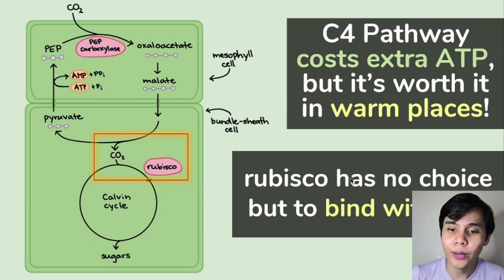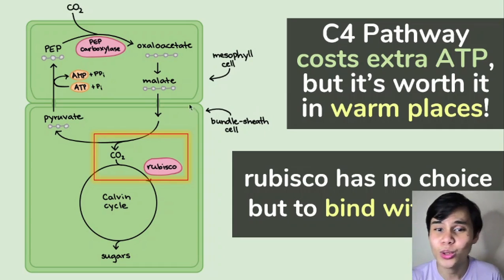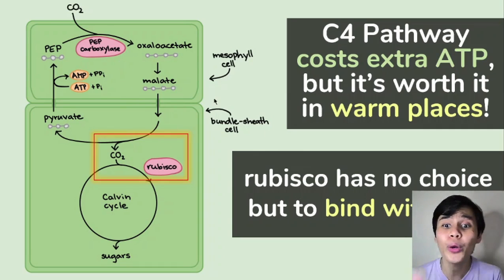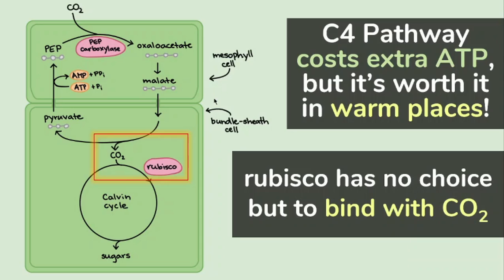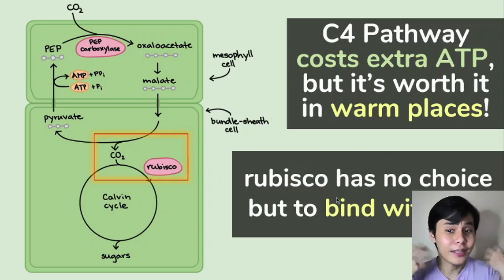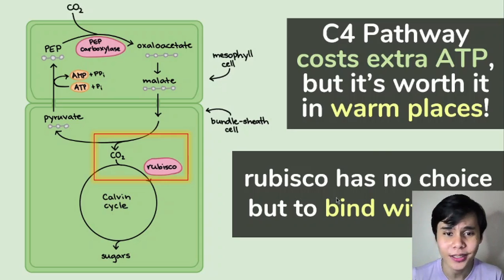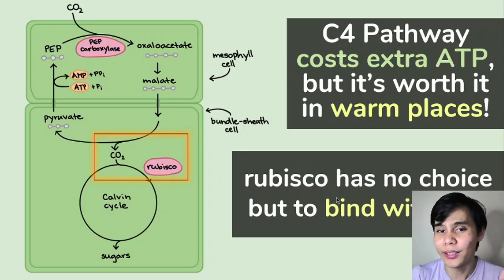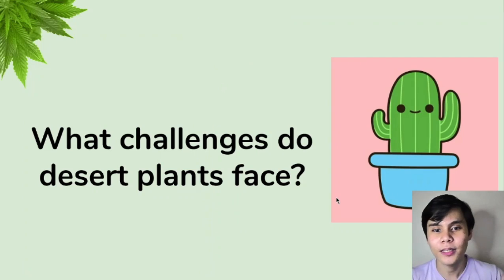The C4 pathway costs extra energy in order to transport molecules between the cells and to work with the other enzymes, but it's worth it in warmer, tropical places, because in this way Rubisco has no choice but to bind with carbon dioxide, not with oxygen, right? So it's still worth it, even if it costs more energy, but only in the warm.